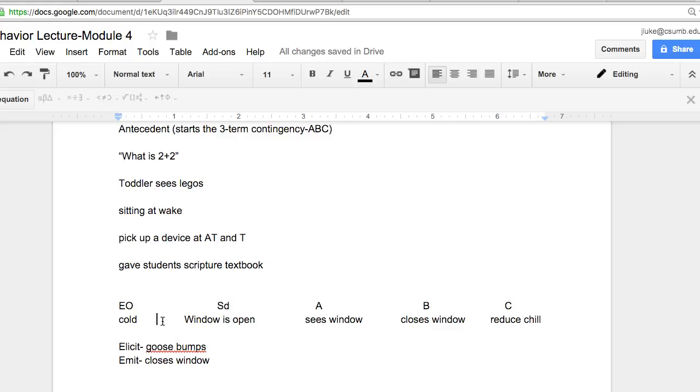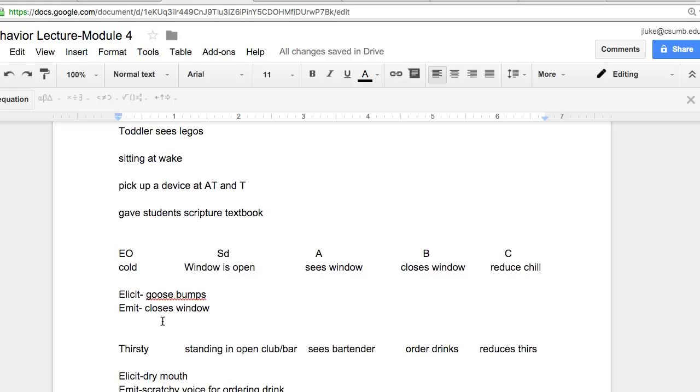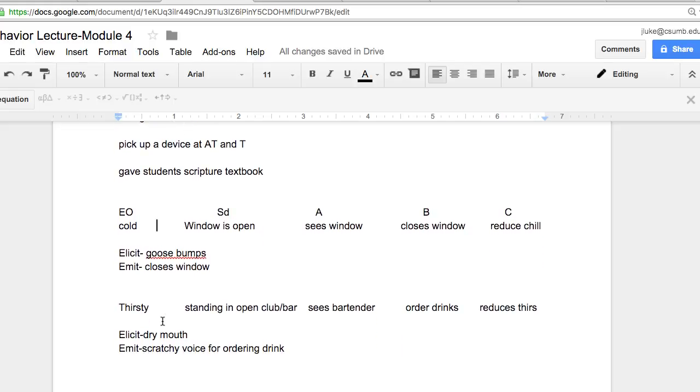So here's another example that includes kind of the whole picture. And we'll discuss this next week after the reading as well. So just kind of previewing. So the establishing operation, you're thirsty. The SD, you're standing in a club or a bar that's open. That's signaling that reinforcement is possible. The antecedent, you see the bartender. So that is going to be the event that kind of sets this sequence. You see the bartender, you order a drink, and this reduces the thirst.